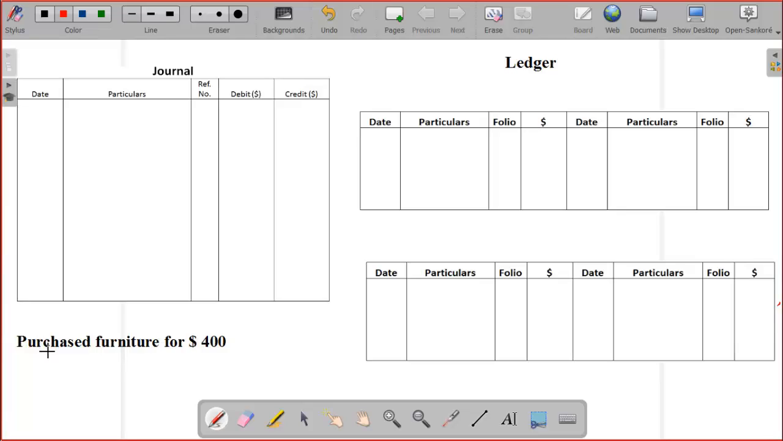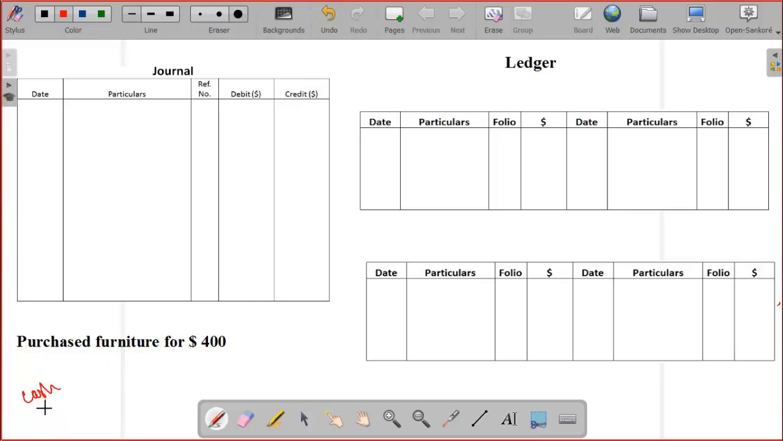First we will record this transaction in the journal. Then we will record this transaction in the ledger. Now I am going to record this transaction in the journal first. Think about what happened in the business due to this transaction. Cash has gone out, because we purchased furniture, so we paid money.